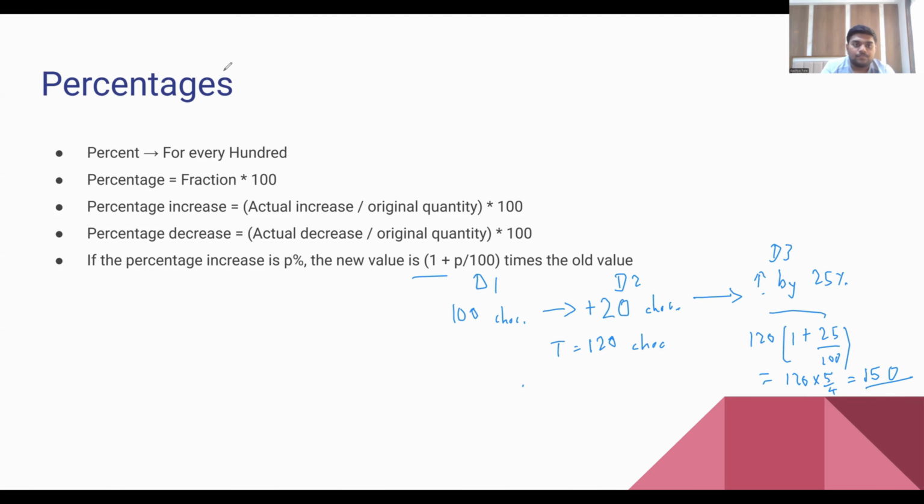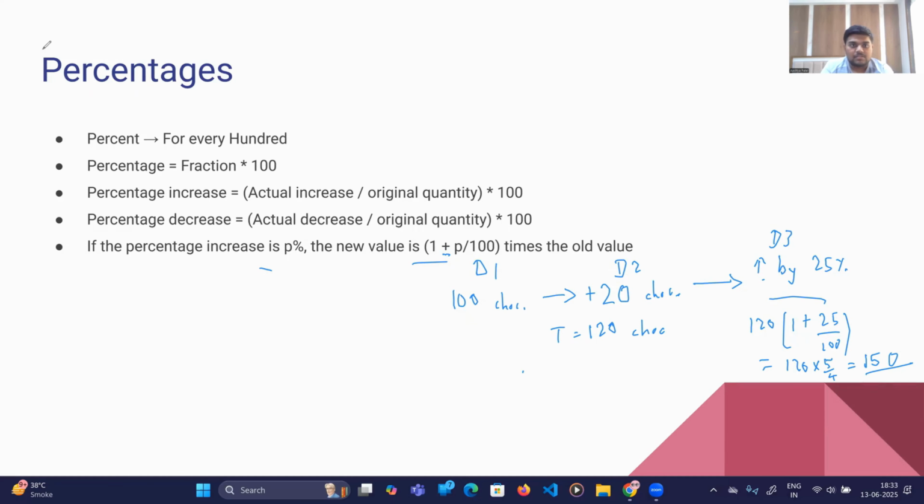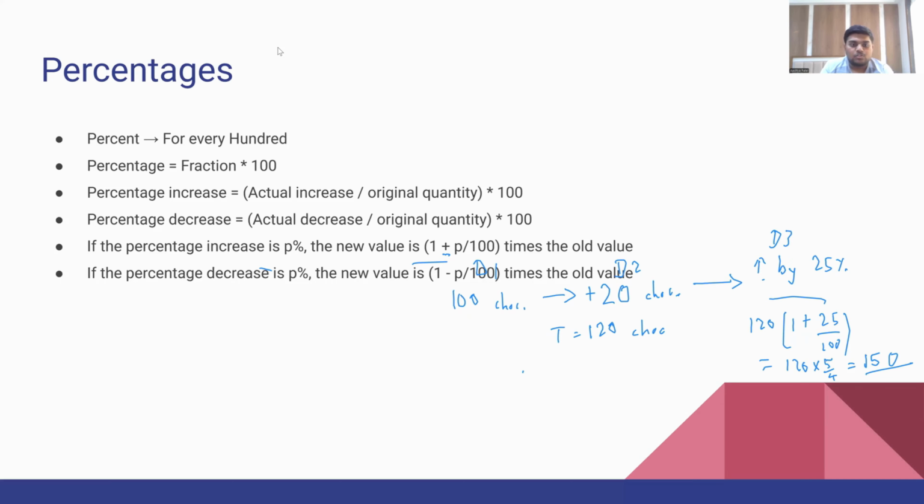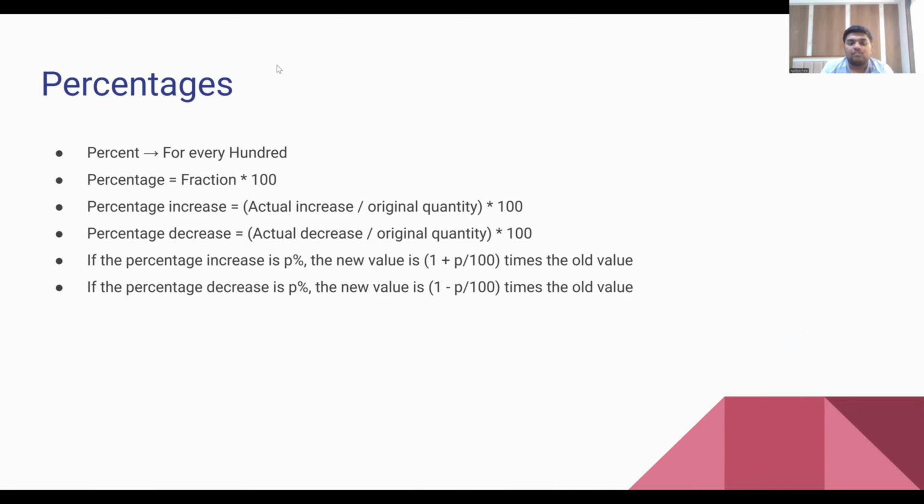Okay. And if you are given percentage decrease in place of percentage increase, then the sign would change. The plus would become minus in case of a percentage decrease. Yes. So if the percentage decrease is p%, the new value is 1 minus p by 100 times the old value.